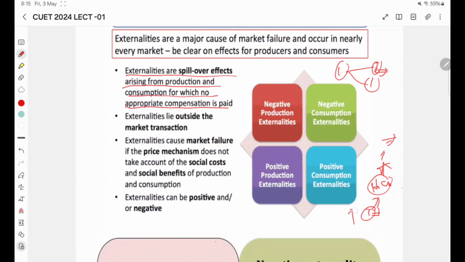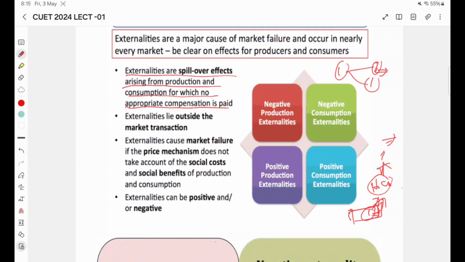The person using the refrigerator is not paying any compensation to those who are affected by natural calamities because of the climate change, but they are responsible. So this type of effect is a negative externality.